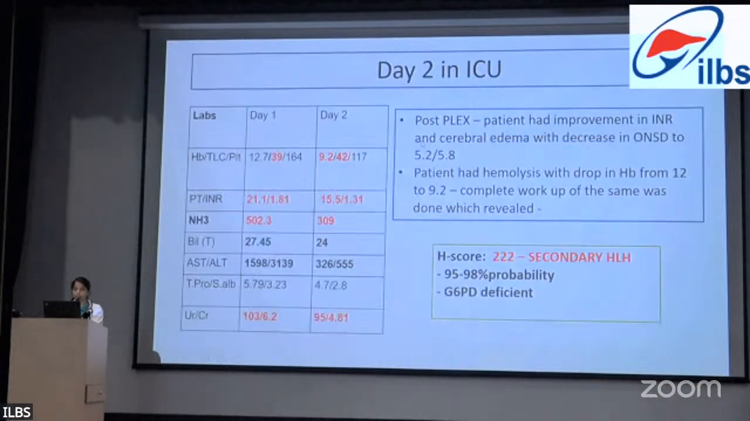And the first session of Plex was done, following which the INR further went down to 1.31 and ammonia to 309. The counts also decreased from 39 to 42,000, and enzymes were also settling. Creatinine came down from 6.2 to 4.81. He had hemoglobin drop from 12.7 to 9.2 on day 2. So he was hemolyzing. He was G6PD deficient and had an H score of 222, secondary HLH.